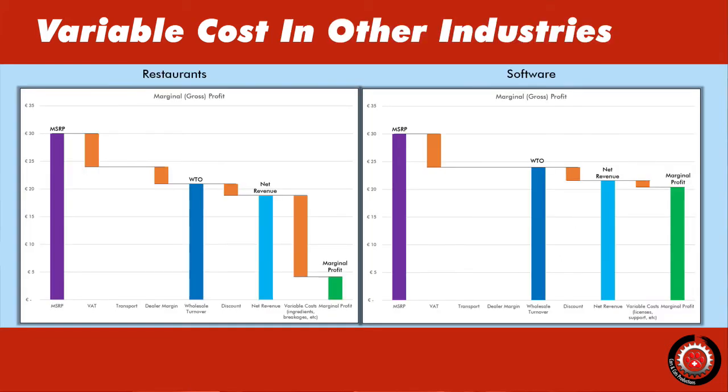And if we go back to those other examples of the restaurant and software, the variable cost for a restaurant is probably pretty big, all the ingredients and things. But the variable cost for software is almost nothing. So the marginal profit from a software company is huge compared to any of the physical industries.